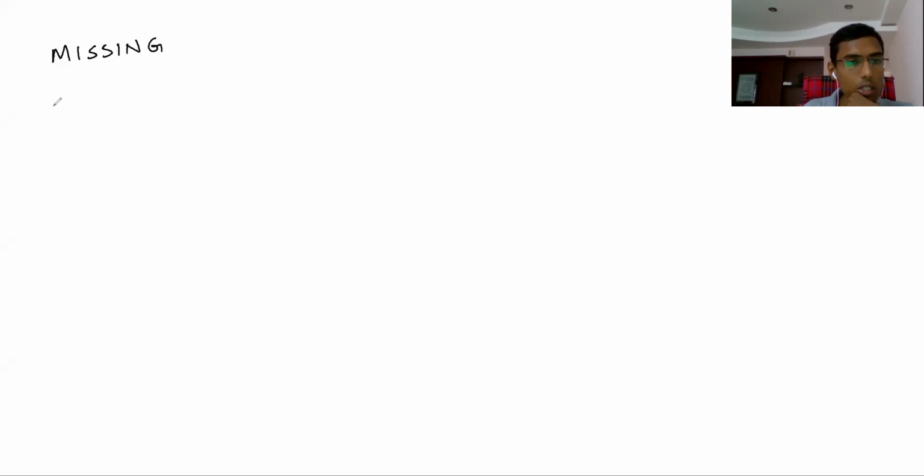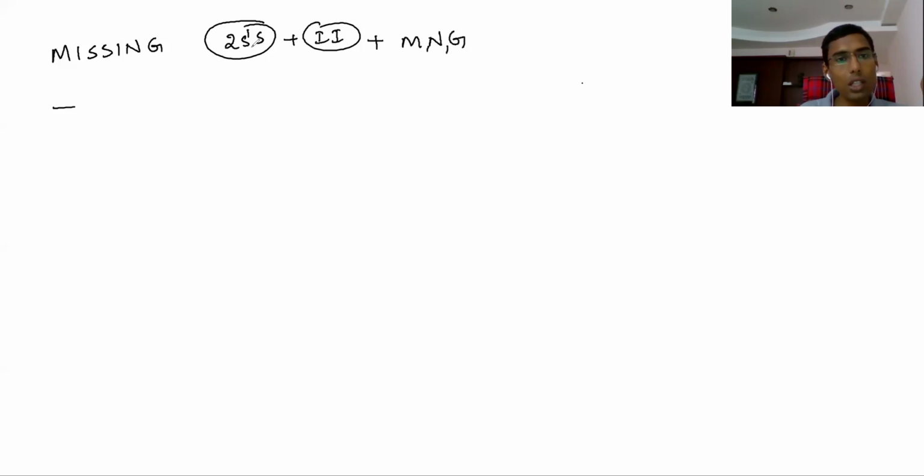So your question is the number of permutations in which the 2 S's come together, and the 2 I's also come together. Then next M, N, G. So the 2 S's should come together as 1 unit, and the 2 I's should come together.